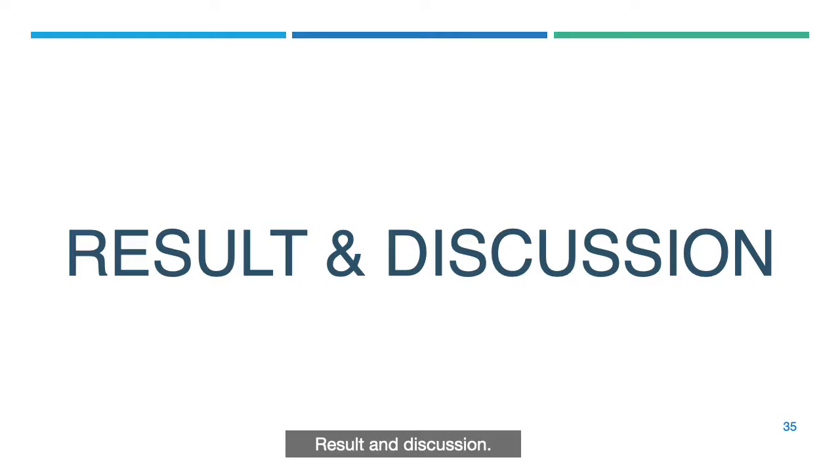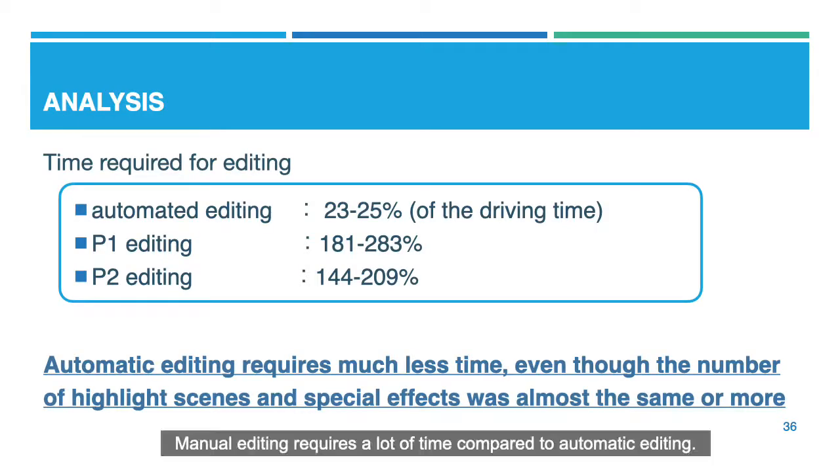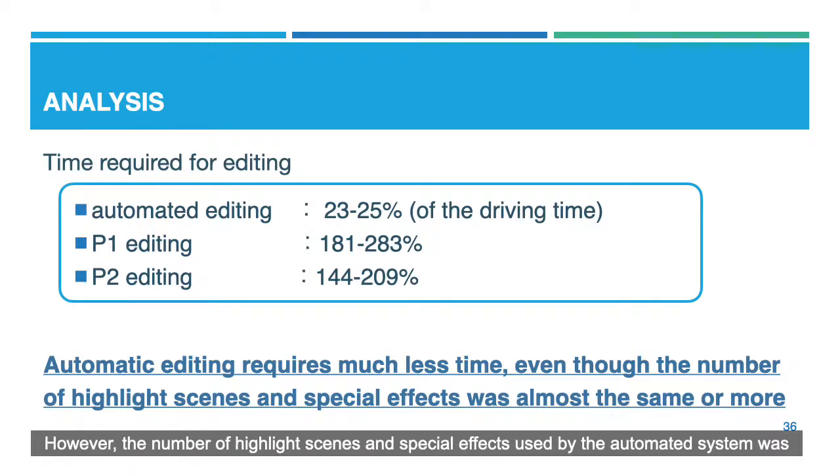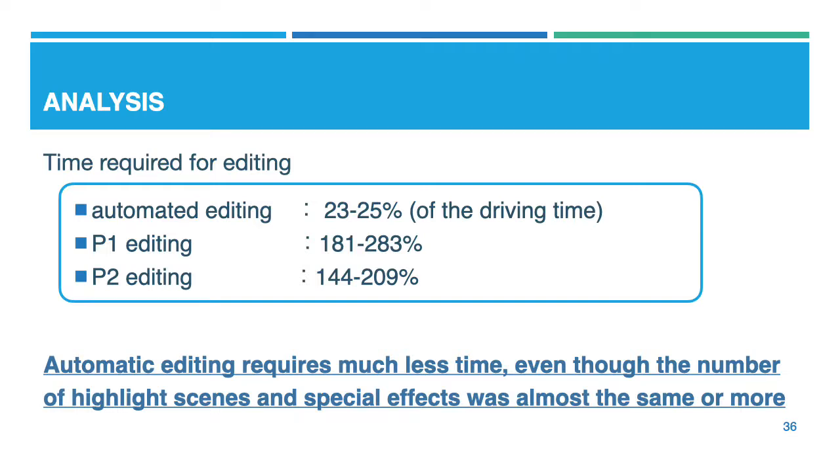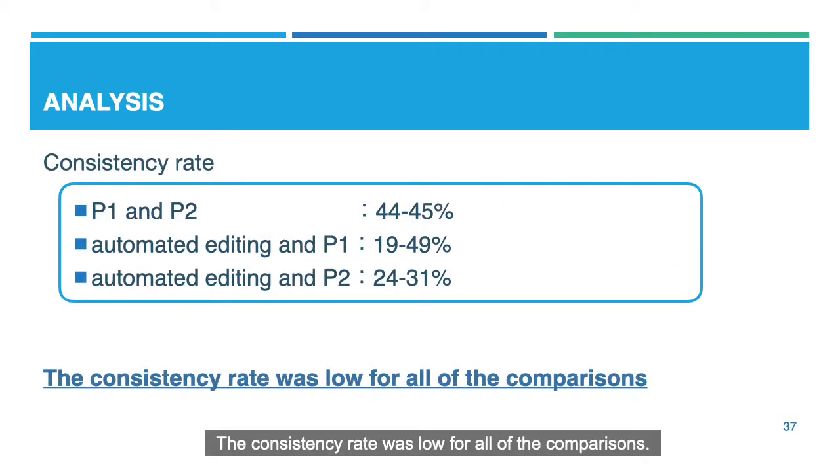Result and discussion. Manual editing requires a lot of time compared to automatic editing. However, the number of highlight scenes and special effects used by the automated system was almost the same or more than those used during manual editing. The consistency rate was low for all of the comparisons. The likely reason for the low correlation between manual editors was that the scenes that each person wanted to include in the video were different.